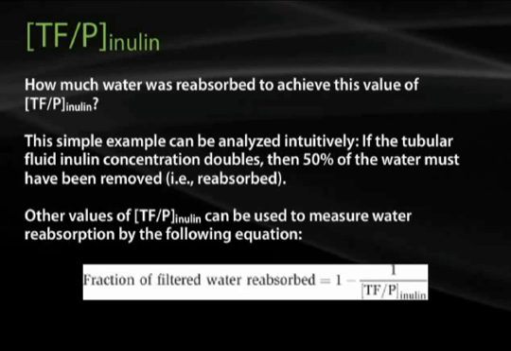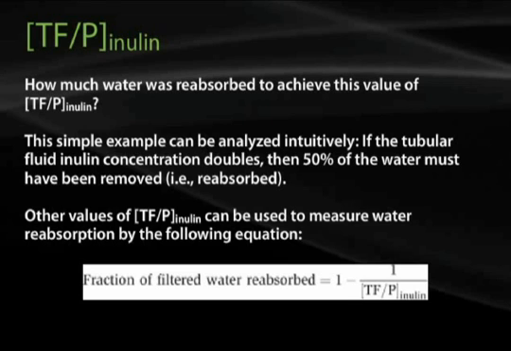How much water was reabsorbed to achieve this value of tubular fluid to plasma concentration of inulin? This simple example can be analyzed intuitively. If the tubular fluid inulin concentration doubles, then 50% of the water must have been removed, in this case, reabsorbed.